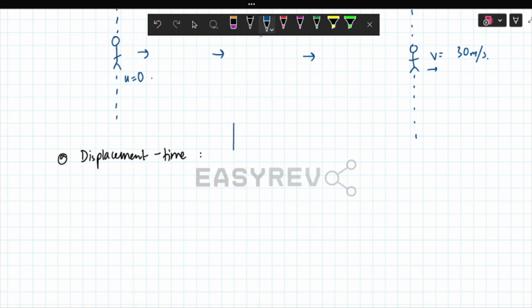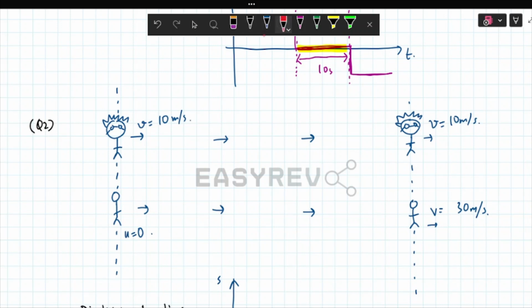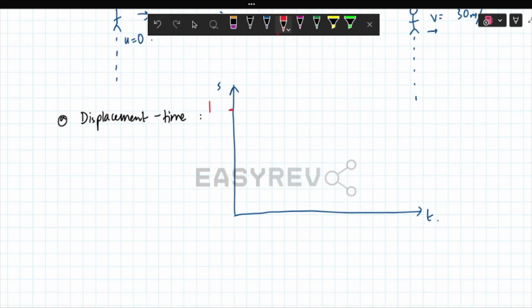Here we have displacement on the y-axis, s, and then time on the x-axis. Now suppose the distance that they both have to cover between this starting and this finish line is about 100 meters. So I'll mark those 100 meters over here.